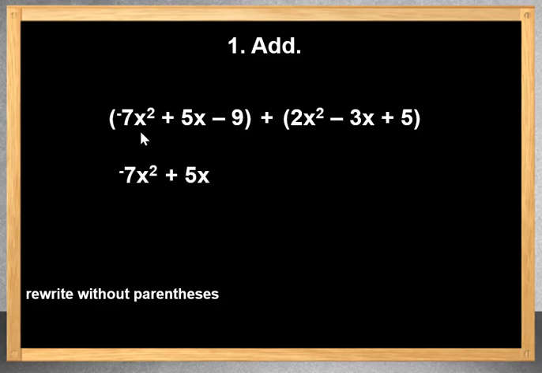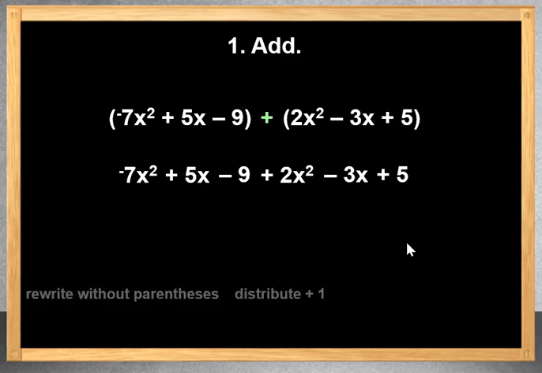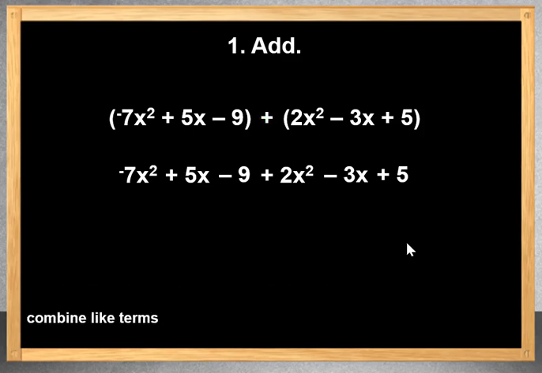Okay, so the first parenthesis is the same, negative 7x squared plus 5x minus 9. And then by distributing this positive 1, it becomes positive 2x squared minus 3x plus 5, the same thing. Now let's go ahead and combine the like terms. I'm going to color the like terms. So I have a negative 7 and a positive 2 as my coefficients. Add negative 7 plus 2, and that gives me negative 5x squared.